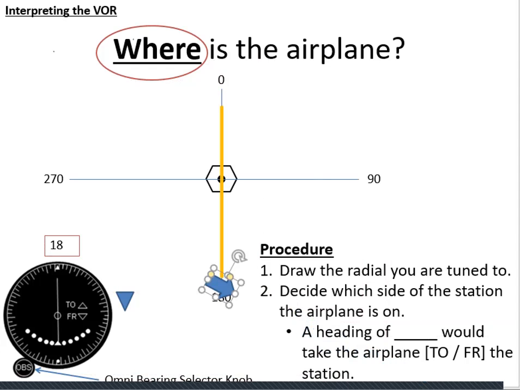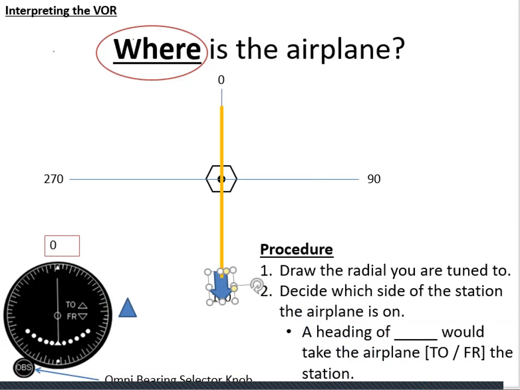Now, that's the next thing to know, right? So if I'm in a position where, let's go ahead and set this to radial 0, not 090. So now I've got it set to radial 0. And let's say the to flag is lit. Right, so we've got our to flag lit.